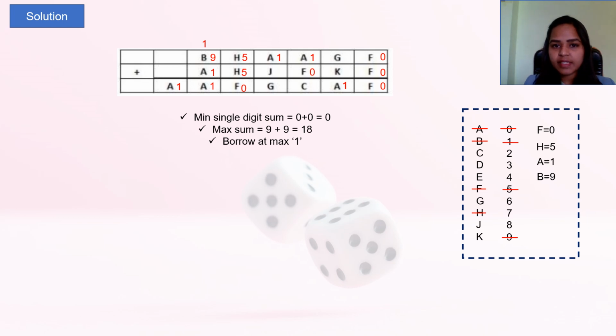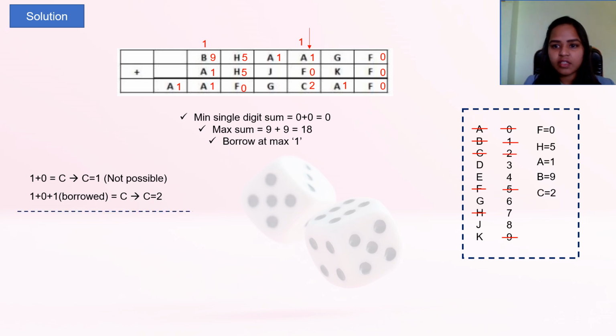Let's look at A plus F is equal to C. So 1 plus 0 equal to 1. C being 1 is not possible because we know that A is already 1. So definitely there should be a carry forward from the previous case. So C has to be 1 plus 0 plus 1 which is carried, that is equal to 2. Now we have C equal to 2. So I cut C and 2 and I write C equal to 2 in my right side table.